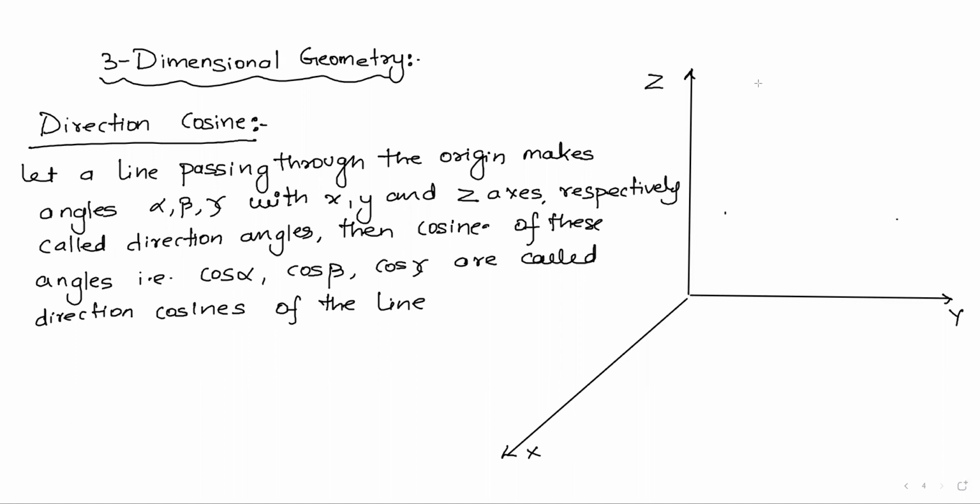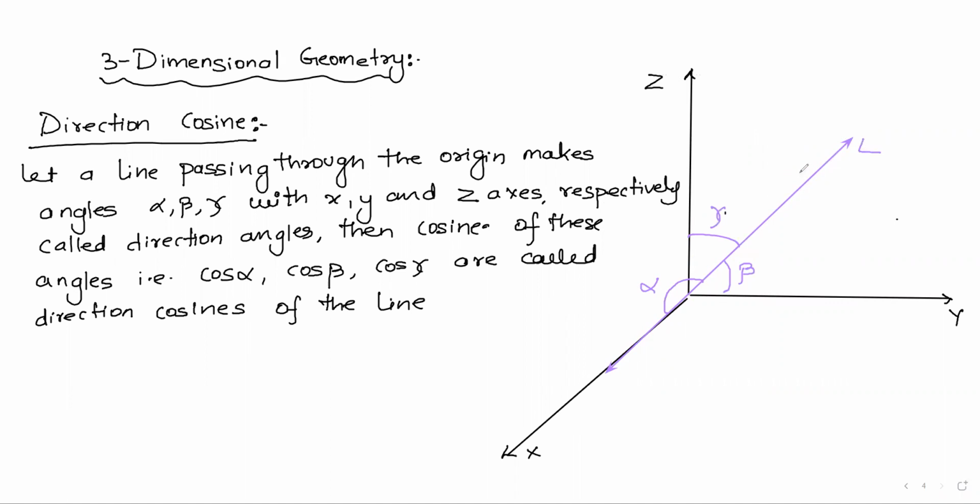Suppose you have this line. This is a line which is making an angle alpha, beta, and gamma. So suppose this is your alpha, this is your beta, and this is your gamma. Okay, this is line L.